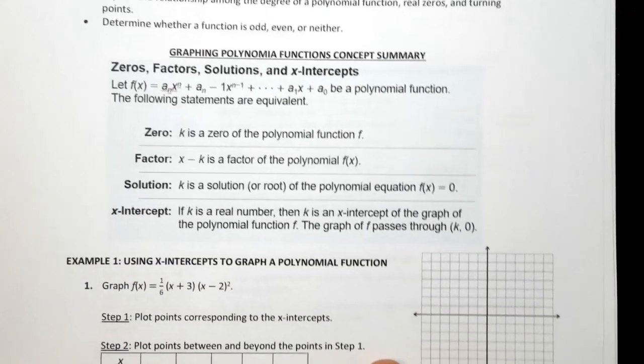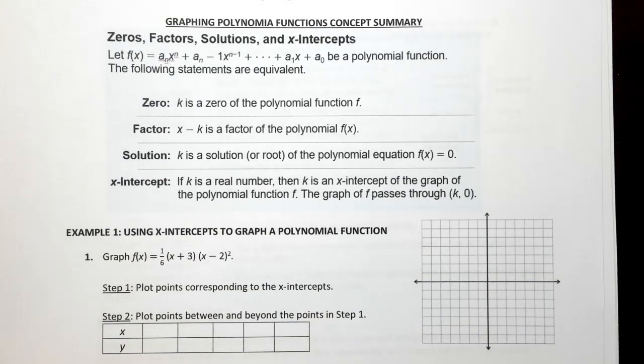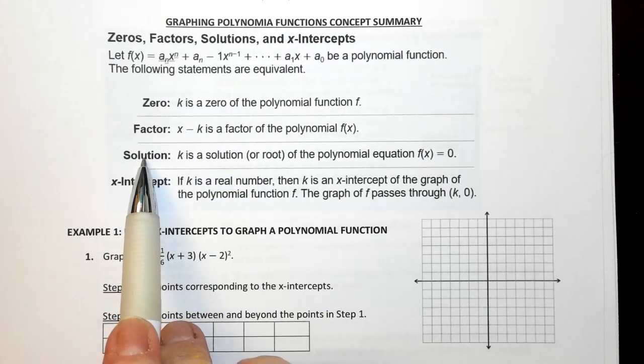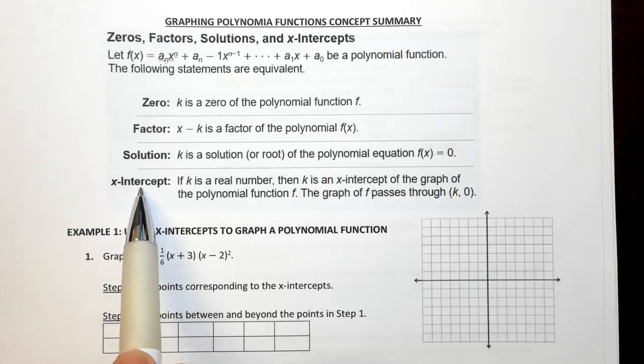To start us off, they gave us a key idea. Here is something that we have been talking about. We've been talking about finding zeros. We've been factoring. We've been finding solutions. We should know where our x-intercepts are.